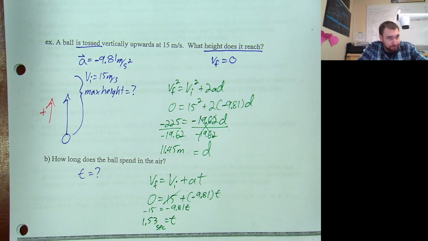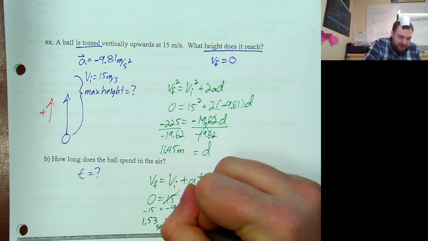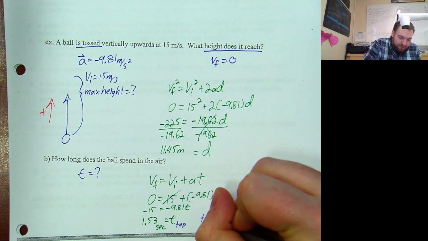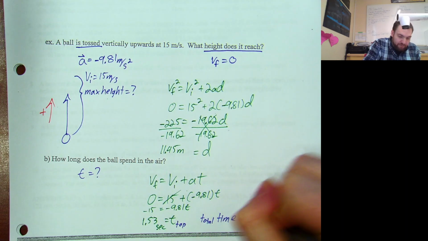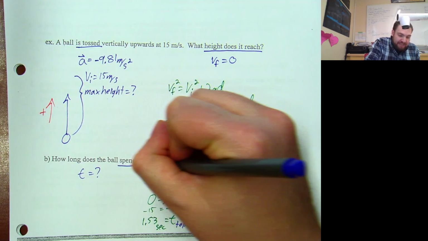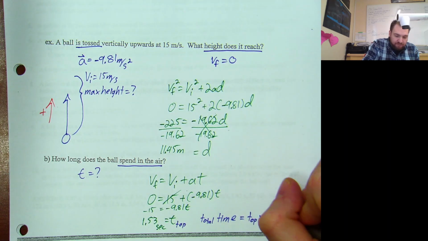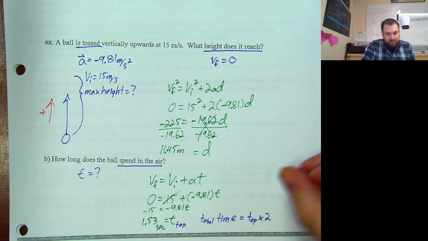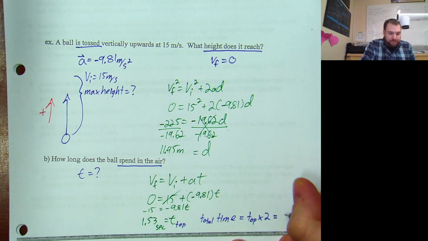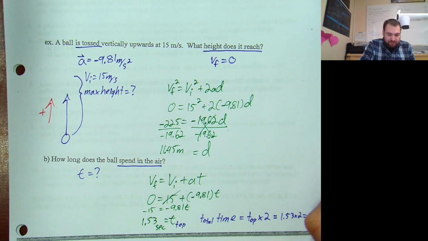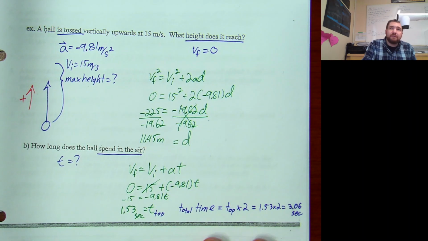What did we find? We found how long it takes to go up. So this is the time to the top. Total time, which is what I was looking for, the time spent in the air, is going to be T top times 2. 1.53 times 2, which is, I guess, 3.06 seconds.